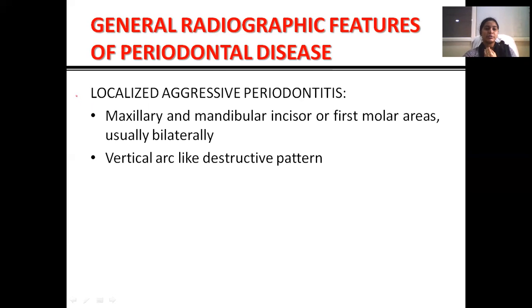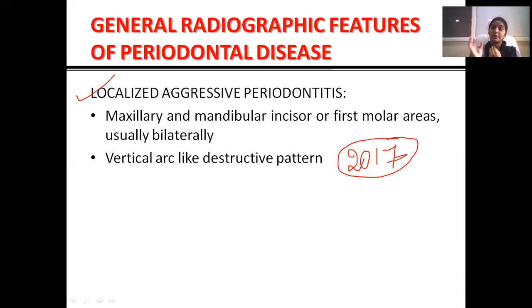Next, we will get into the radiographic picture of localized aggressive periodontitis. Here I want to add an important point. The 2017 classification of periodontal and peri-implant diseases and conditions, the recent classification, has removed the terminology of chronic periodontitis and aggressive periodontitis. Currently, there is only one term, that is periodontitis. We don't have chronic periodontitis or aggressive periodontitis. But I have mentioned this according to the previous terminology.